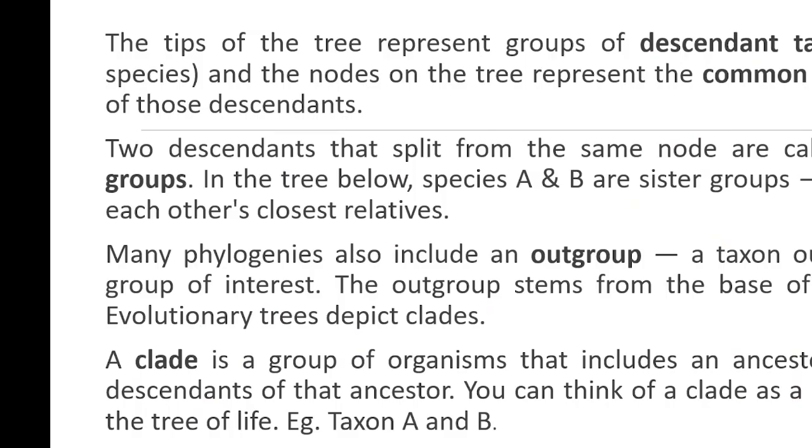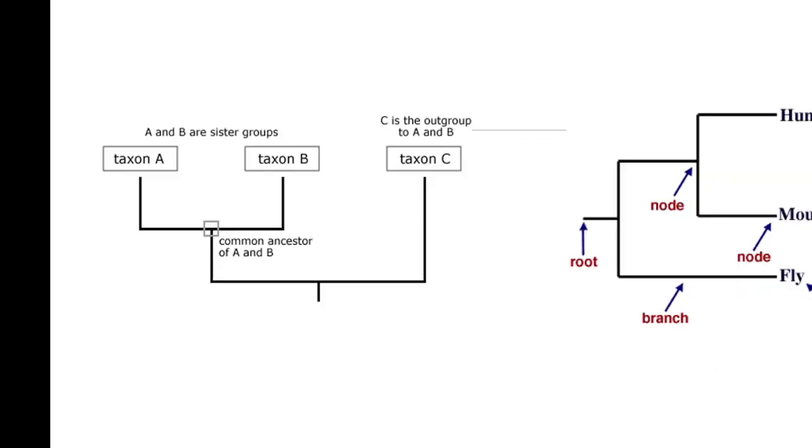Now we are coming to a few more points in the phylogenetic tree. Tips of the tree represent groups of descendant taxa of a species, and nodes on the tree represent their common ancestor. Here you can see that this is a very simple evolutionary tree. Here you can see that this is the tip of the tree, and this is the common point, or the root of the tree.